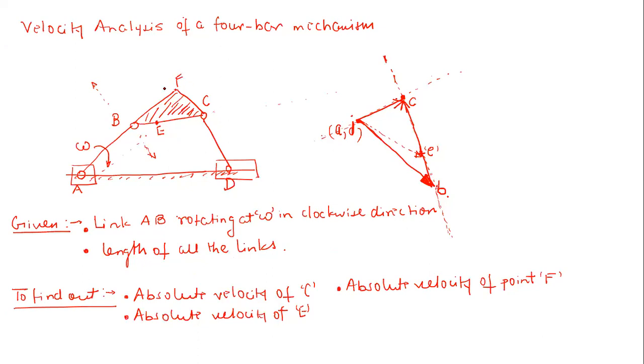So I can go for this velocity of F through both the routes. I can follow this route as well as I can follow this route. Right? So velocity of F with respect to B plus velocity of B with respect to A. That will be the absolute velocity of this point F. Then again, the absolute velocity of point F could also be written through this route. That is velocity of F with respect to point C plus velocity of C with respect to point D.